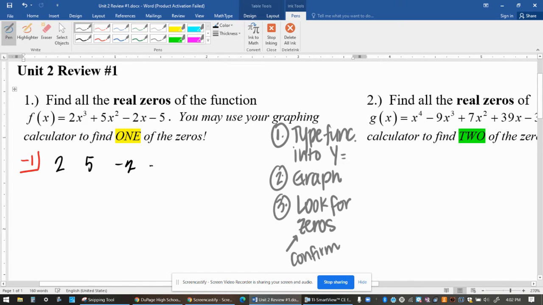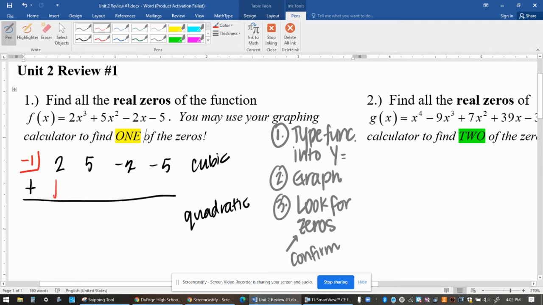And we are going to do synthetic division until I end up with a quadratic. So we started with a cubic, we're factoring out a zero, a linear zero, so we're going to end up with a quadratic. So carefully do your synthetic division.